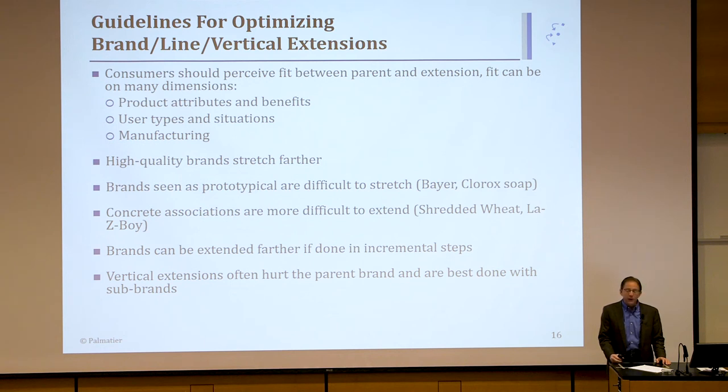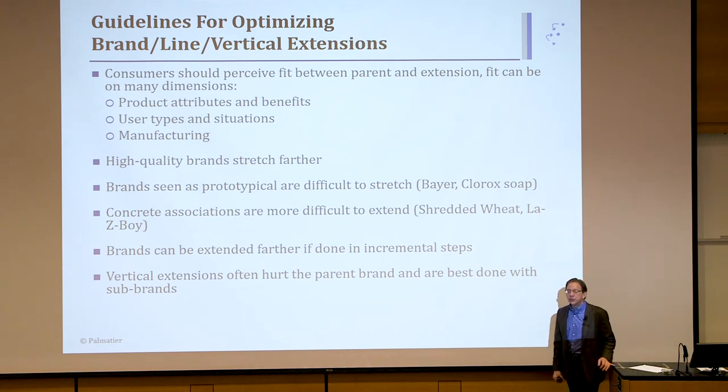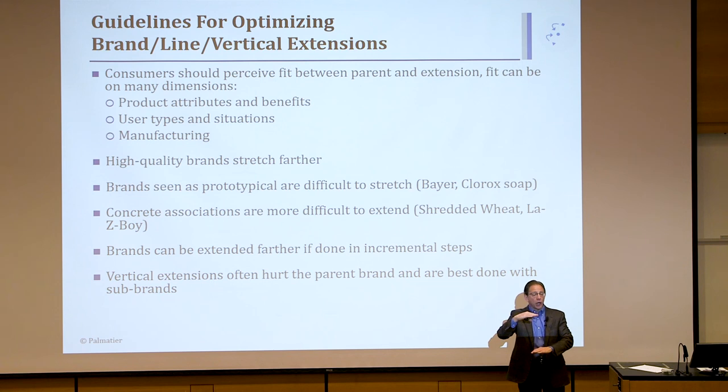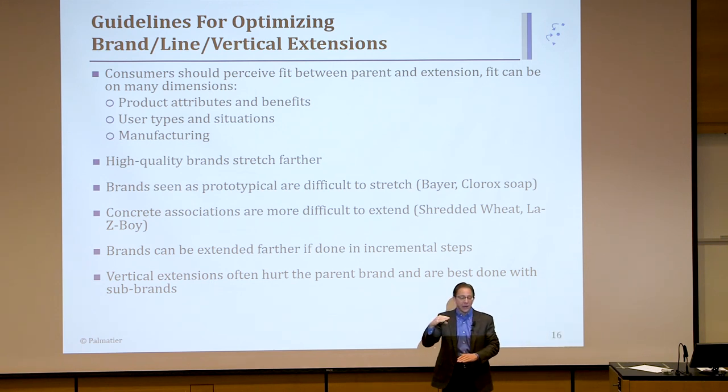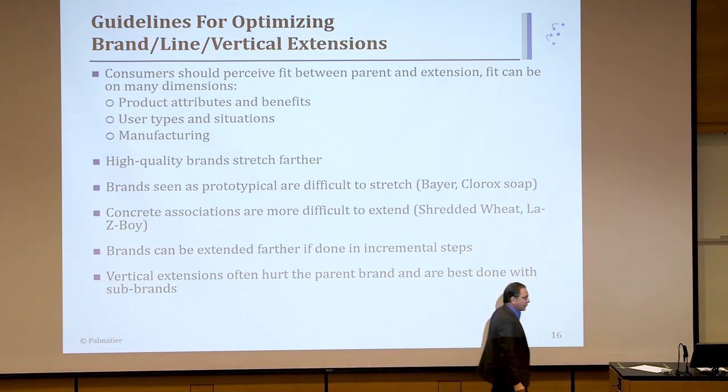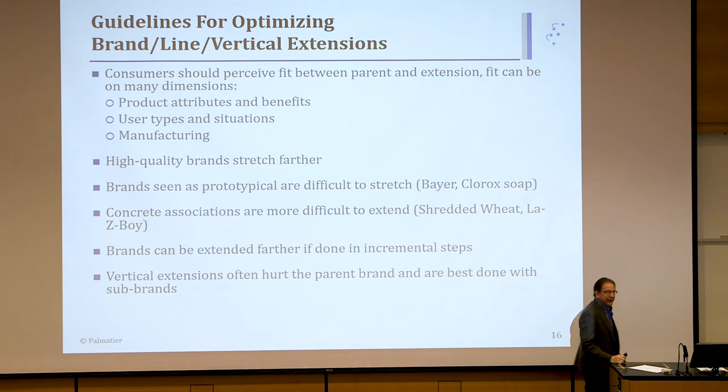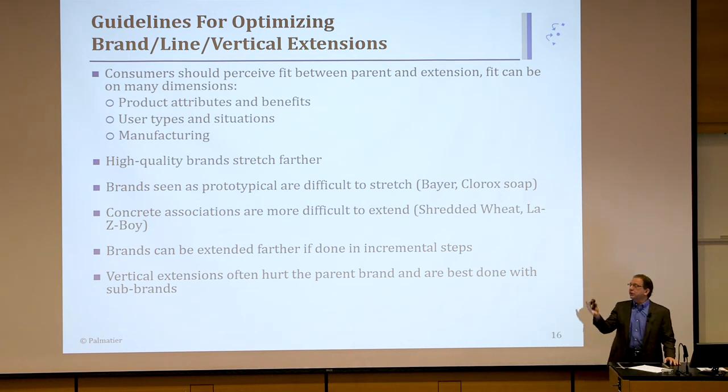Vertical extensions often hurt the parent. As we saw with Jaguar, when they went down market to a $30,000 or $35,000 Jaguar, it hurt the parent brand. Typically, when you do that, you want to upgrade the parent brand a little bit and make sure they don't overlap in attributes. If they overlap, people say, why wouldn't I just buy the cheaper product? It looks just like the more expensive product, and that hurts the parent brand.